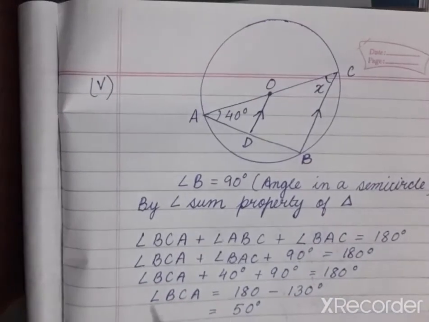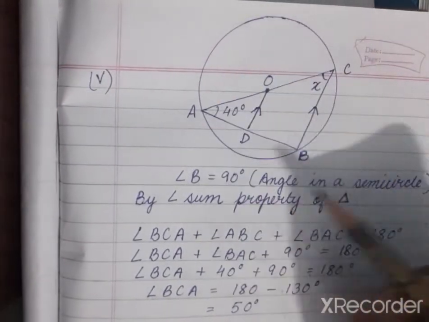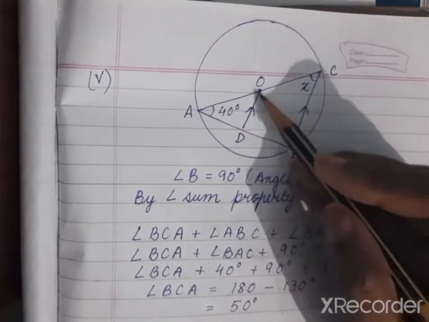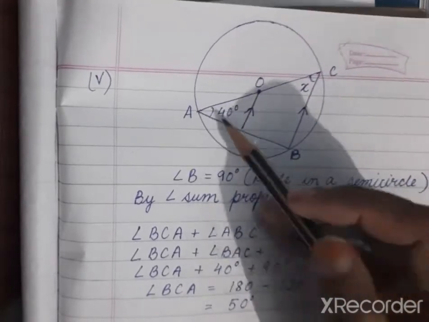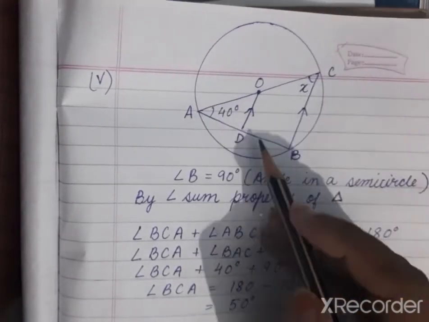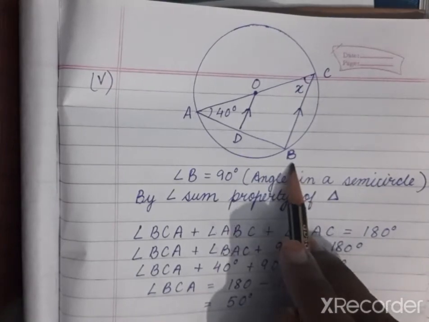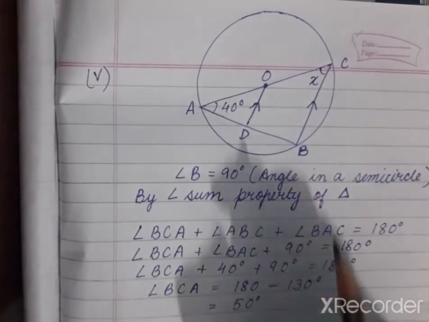Question number 5, you can see the figure in your book. Again, one circle is given and one diameter is given. Here it is joined and here it is joined. I have named it here A, C, here O, here D, here B. You will also name it. You will draw and you will name it.